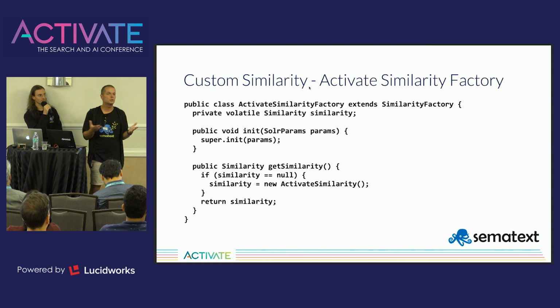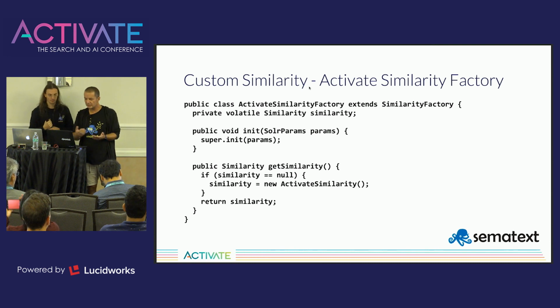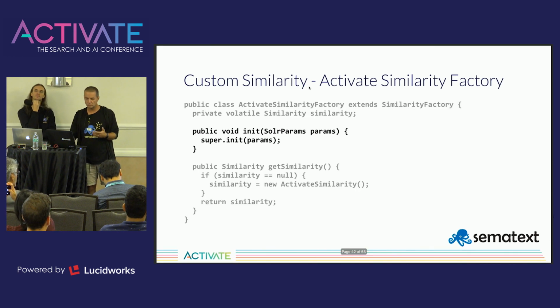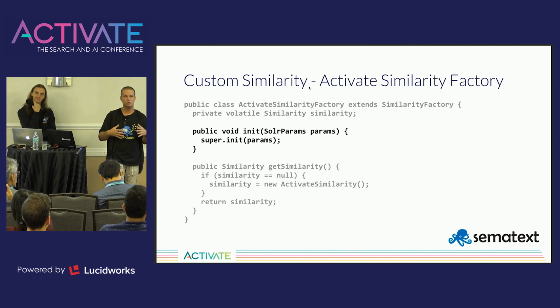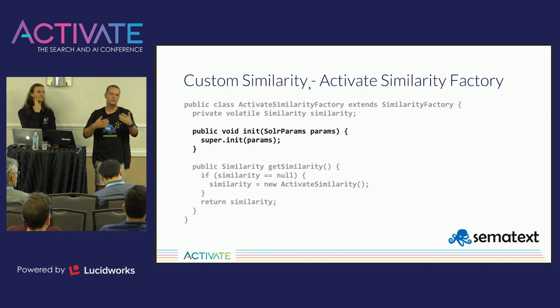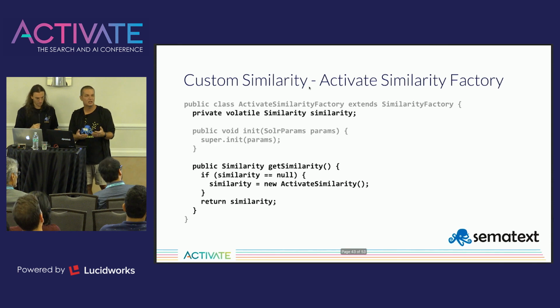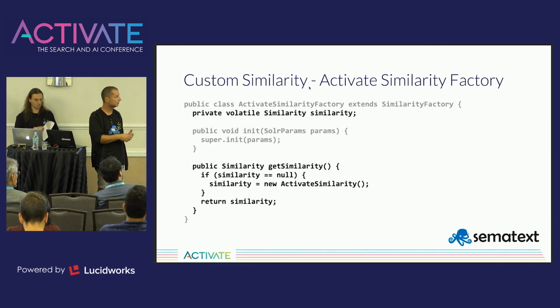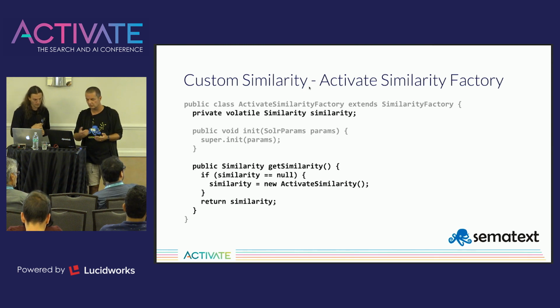First of all, we need to create a similarity factory. It's pretty easy. This is the part that will be used in our schema. So we extend the similarity factory class, and we basically need two methods. The first is init, which allows us to read the properties from the schema. So anything like the lambdas we've seen can be read here, and it runs during initialization of Solr. Then we have getSimilarity, which returns our instance of similarity. We create it if it's not there, and return it otherwise.